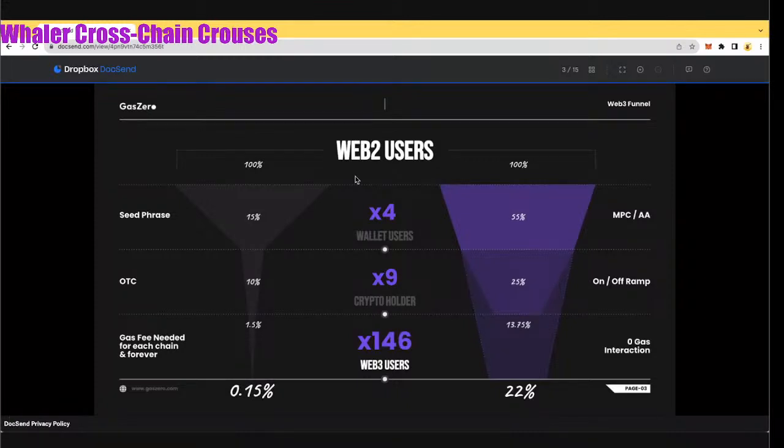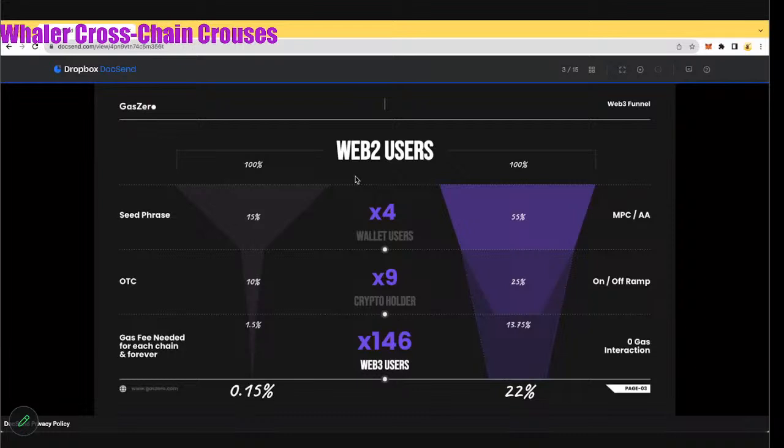When you have a seed phrase, your conversion rate will be 15% out of 100%. On the left side, we see existing solutions. On the right side, we see innovative solutions GasZero is using right now. And if you are using an MPC AA wallet, where you can register your account with your Google account or your Facebook account or whatever account you have, or just email, then your interaction rate and your retention rate will be way higher, 55%.